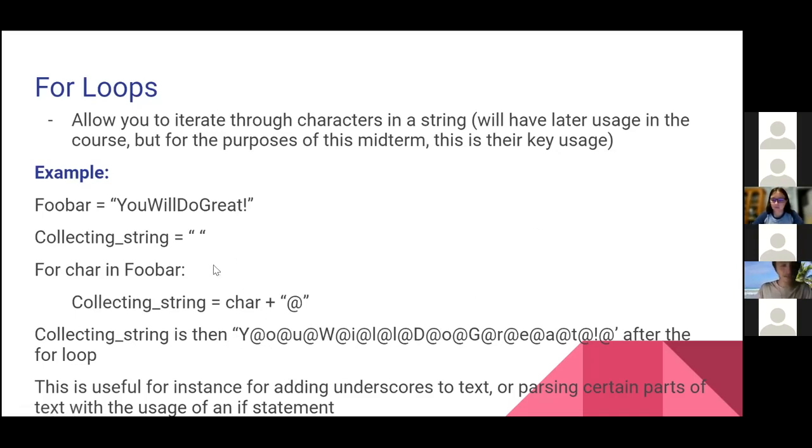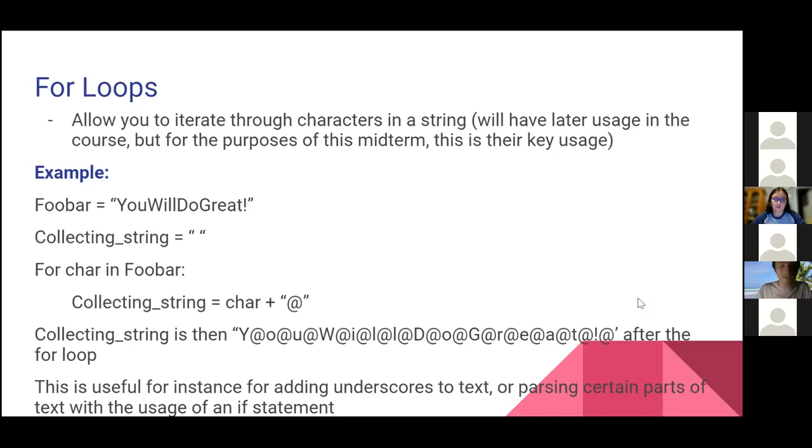But basically this goes through each character in the foobar string and adds an at next to it. And then you're adding it all to the collecting string. Actually, this is wrong. It should be collecting string equals collecting string plus char plus at. So there should be a plus collecting string in here. I apologize for that.